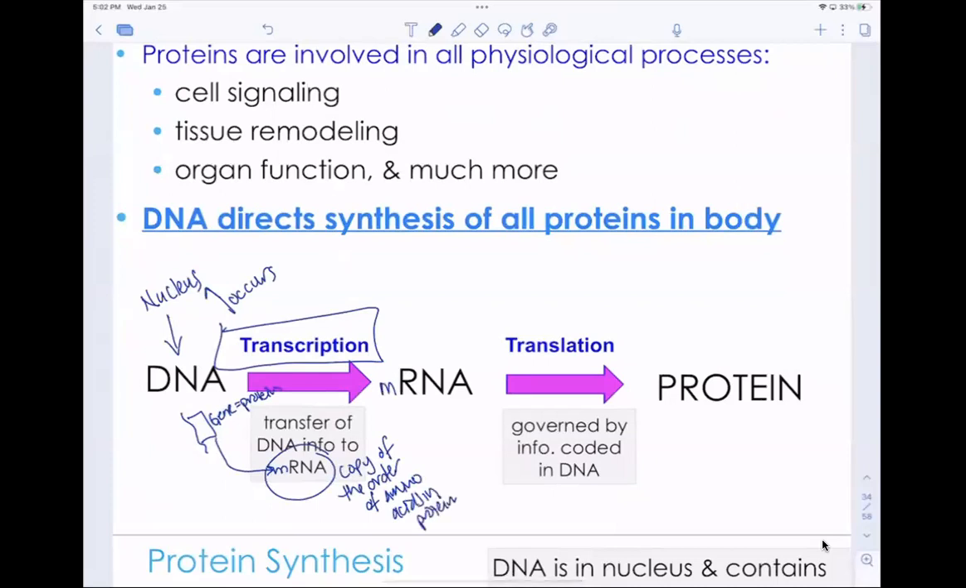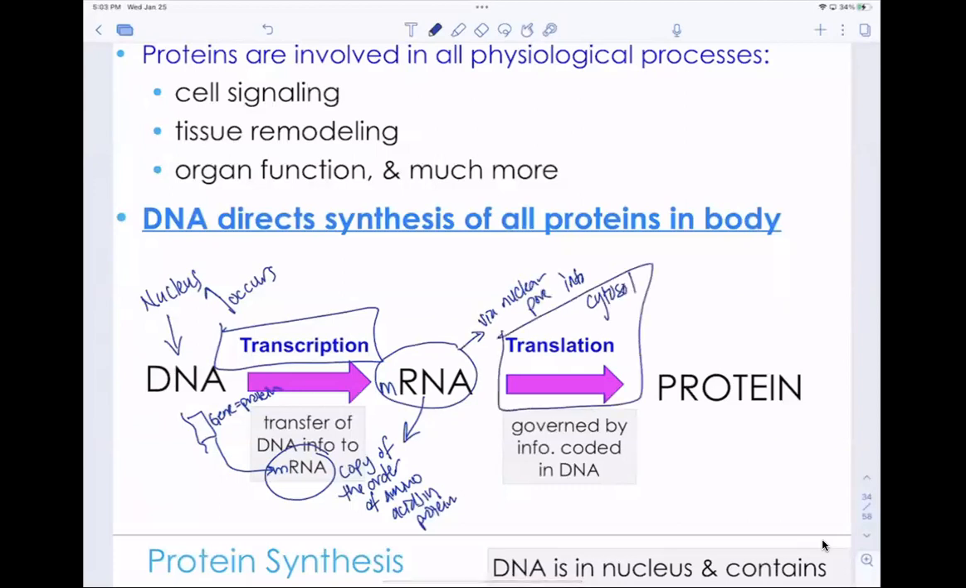So a messenger RNA is a copy of the gene. It's a copy of the order of which amino acid needs to go next to which amino acid. The messenger RNA is created off the DNA strand in the nucleus. It leaves via the nuclear pore into the cytosol. And the cytosol is where translation occurs.